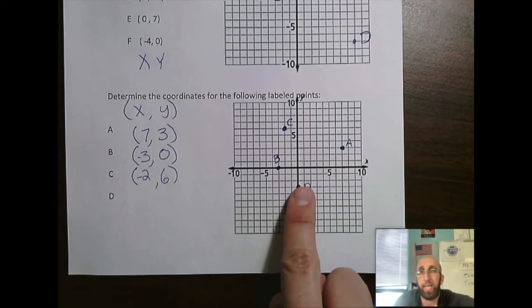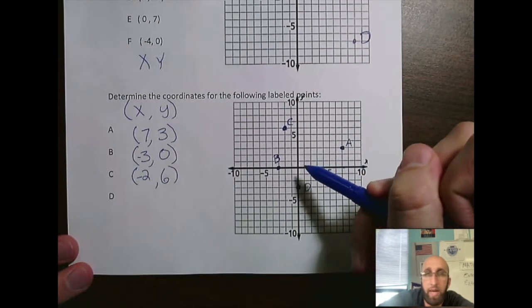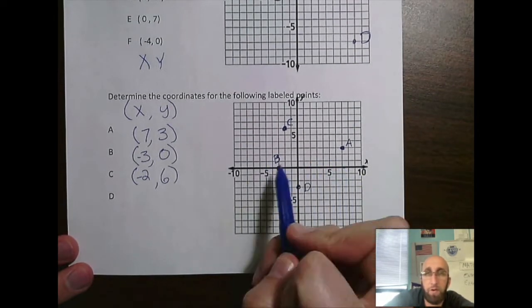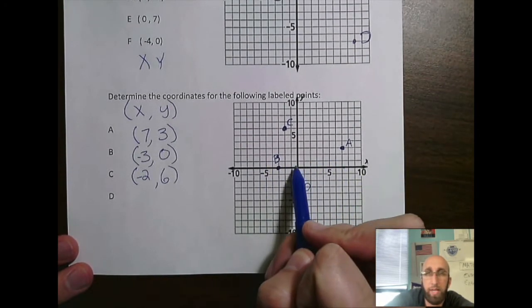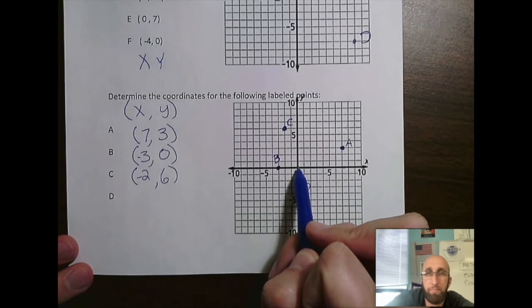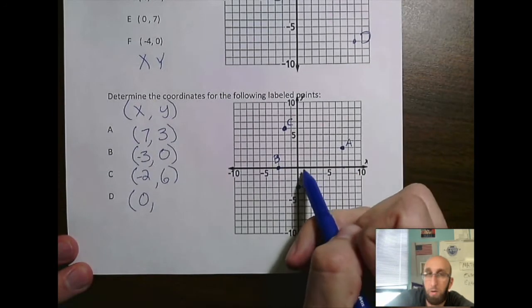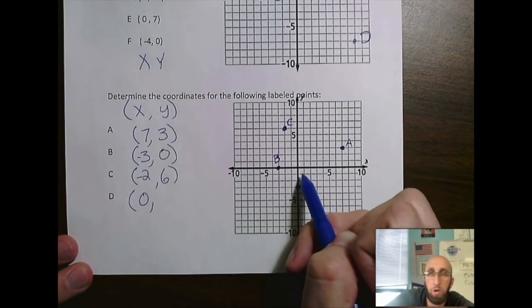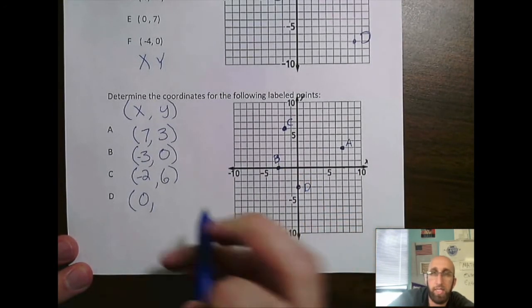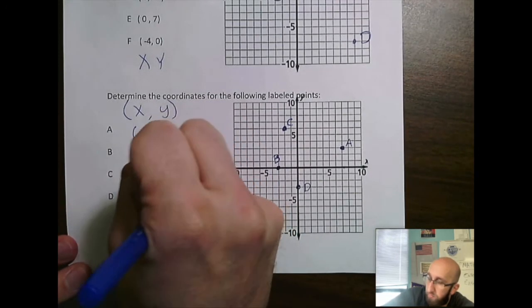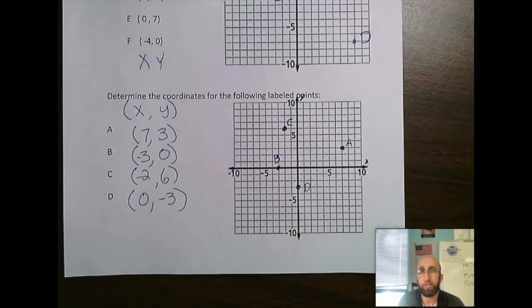Final point D. If I start right here counting, I've got to figure out, do I go left or right? I don't have to go either left or right. I stay right there. So since I'm staying in the middle, I just have to go down only. The X value is 0. If I go down, we go down 1, 2, 3. D is going to be -3. And there you have it.